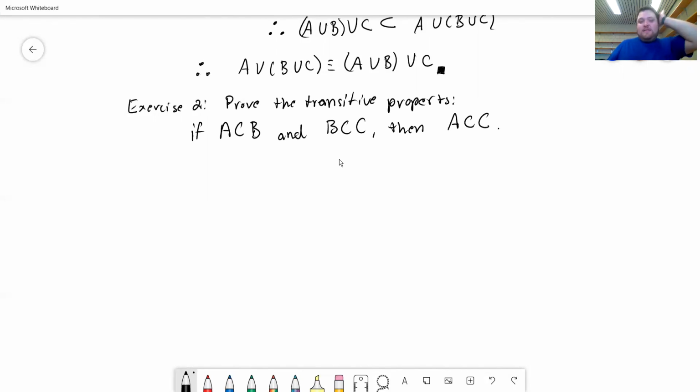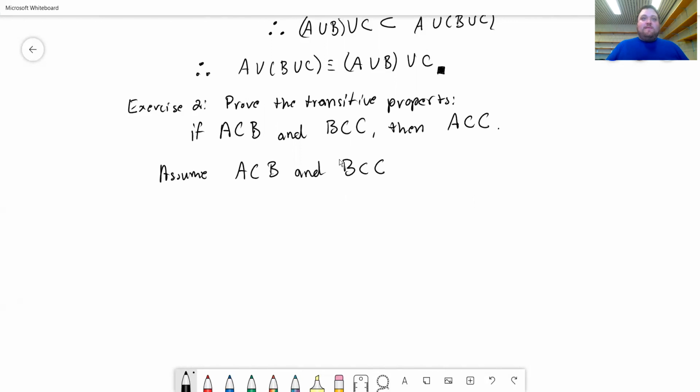Okay, and this makes logical sense, right? If all the elements of A are definitely in B and all the elements of B are definitely in C, then it's logical to say that all the elements of A are obviously in C. But just because it's obvious doesn't mean we don't need to prove it. So first we will assume that A is a subset of B and that B is a subset of C.